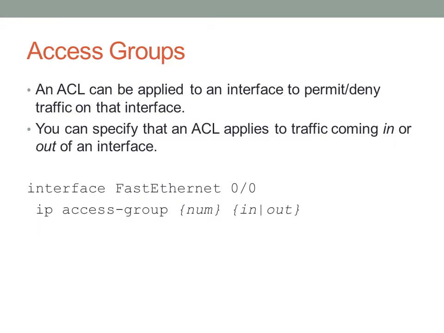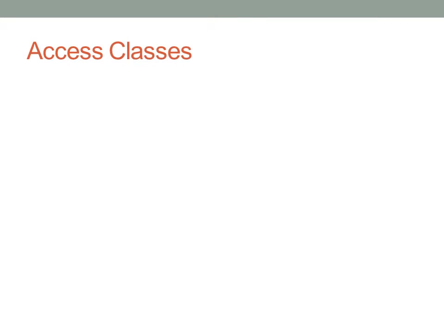So looking at an example here, let's say we want to apply an access list to FastEthernet 0/0. You would specify interface FastEthernet 0/0, and the access list would be applied with the command ip access-group, then the access list number that you're interested in, and then in or out to specify whether inbound or outbound traffic should be matched based on that access list.